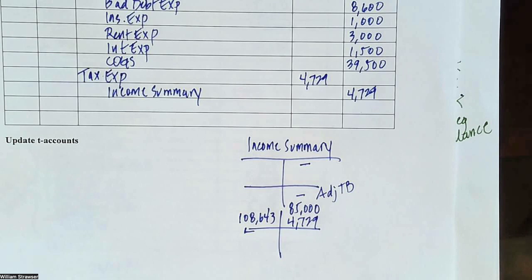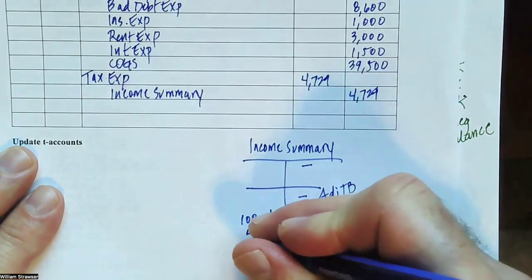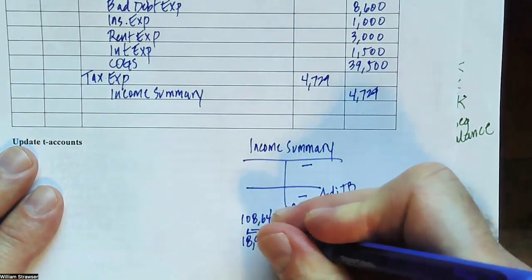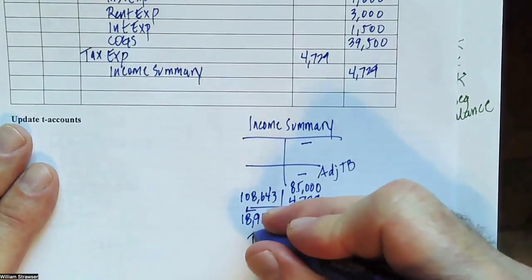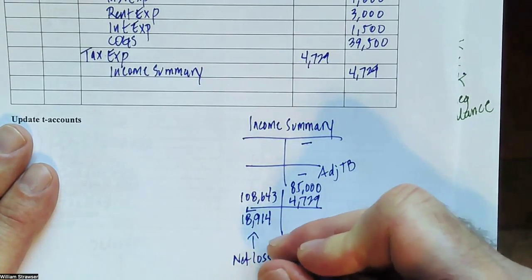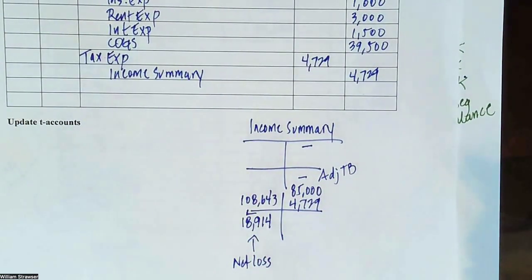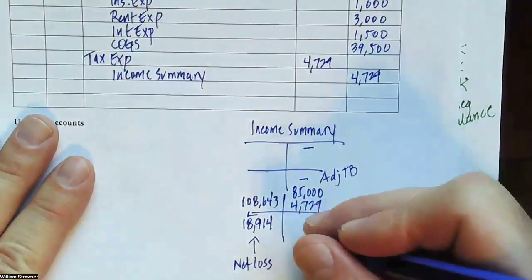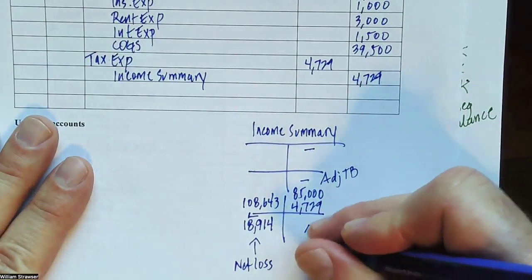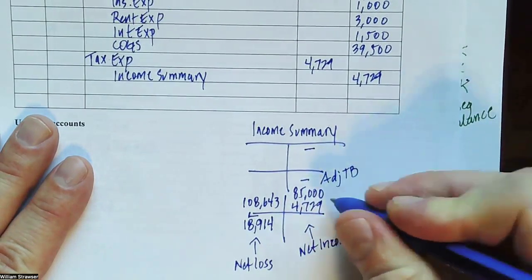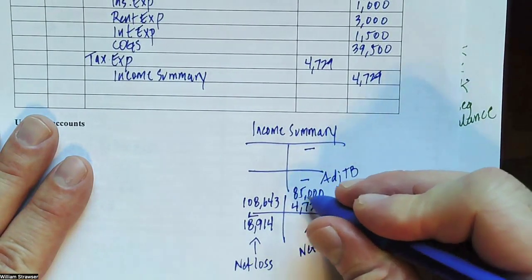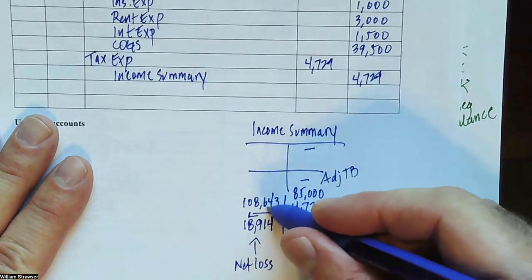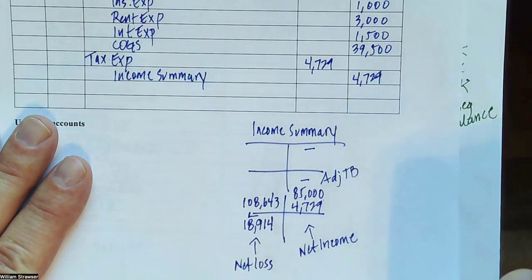85,000 plus 4,729 minus 108,643. That gives me a debit balance of 18,914. It's a debit balance because we had a net loss. And that was the net loss we took from the income statement to the statement of retained earnings. If it had been a credit balance, that would have been net income because my income increasing items, my credit balanced accounts, would have exceeded my income decreasing items, which had debit balances that needed to be closed.